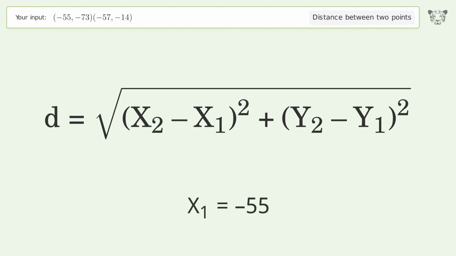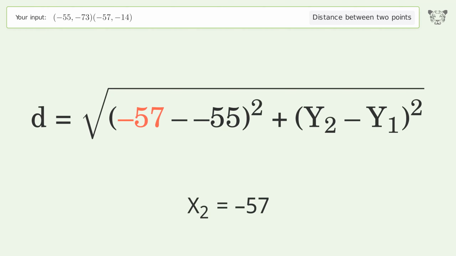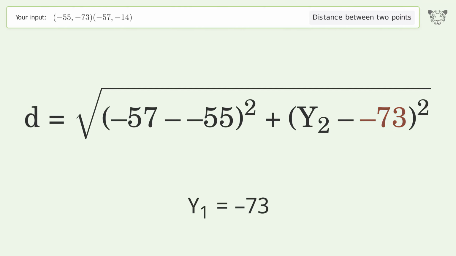x1 equals negative 55. x2 equals negative 57. y1 equals negative 73. y2 equals negative 14.